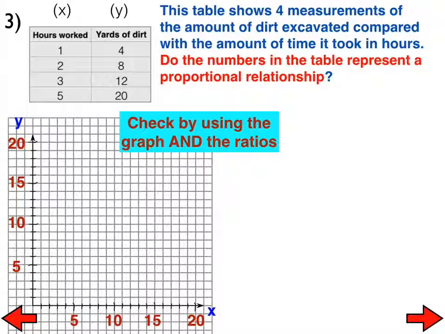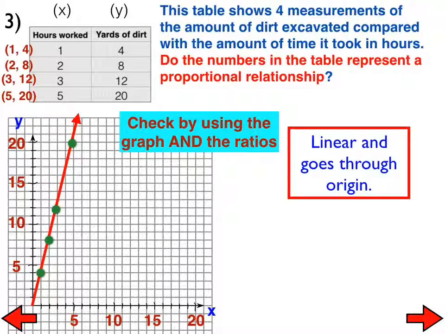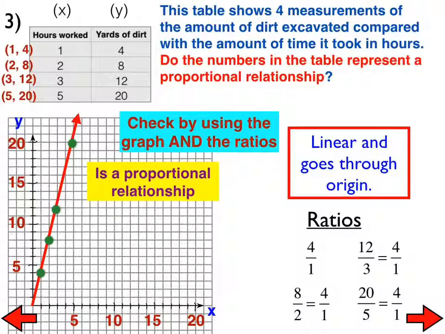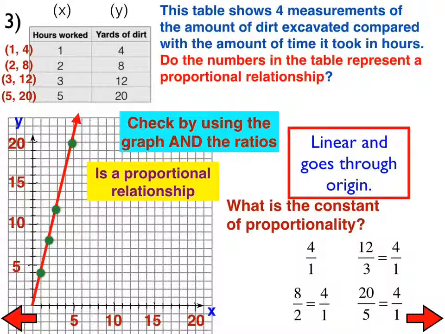We labeled ours on the bottom, yours on the side. This is (1, 4), (2, 8), (3, 12), (5, 20), meaning over 5, up 20. Your line should go through the origin, meaning it's proportional. And then I asked you to check with ratios as well. So from the table, y over x, 4 over 1, 8 over 2, which is 4 over 1, 12 over 3, which is 4 over 1, and 20 over 5, which is 4 over 1. Do they all match? Yes, the ratios are equivalent. That is your second reason why this is proportional. What's the constant?